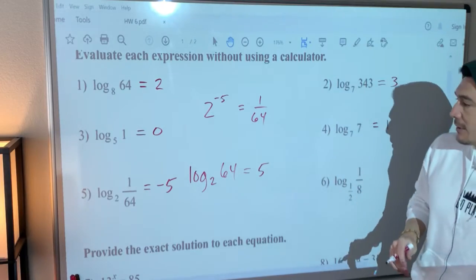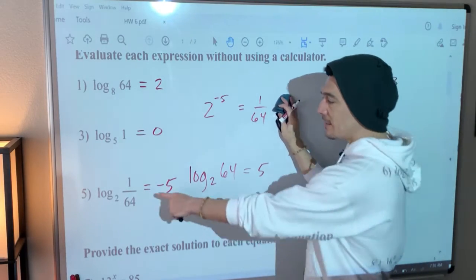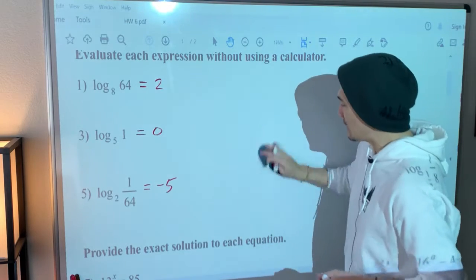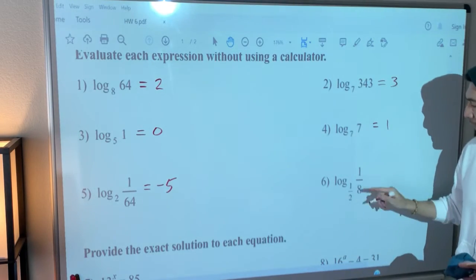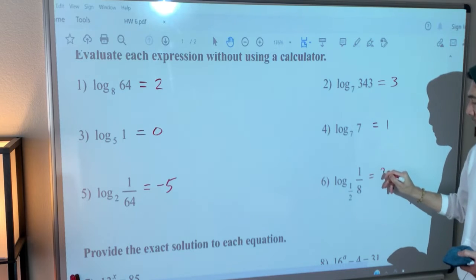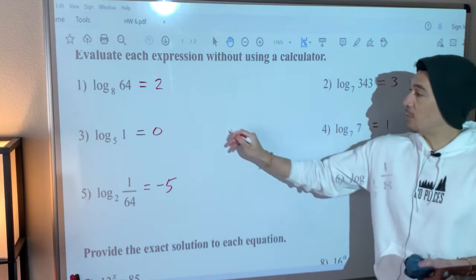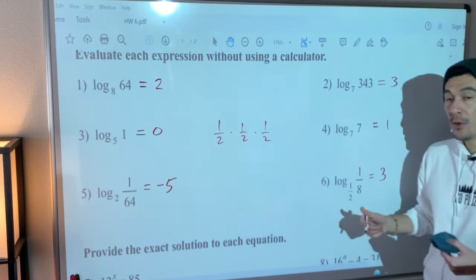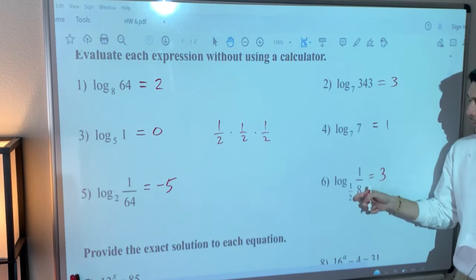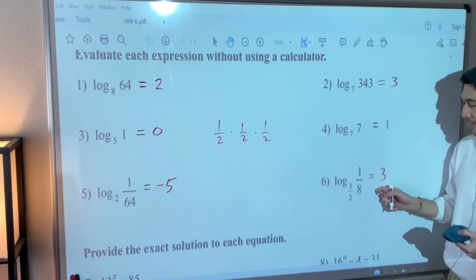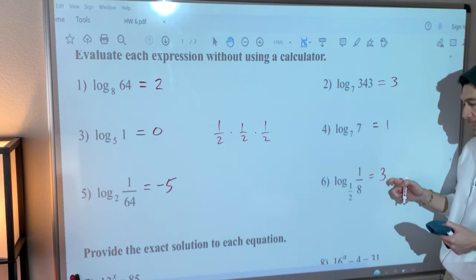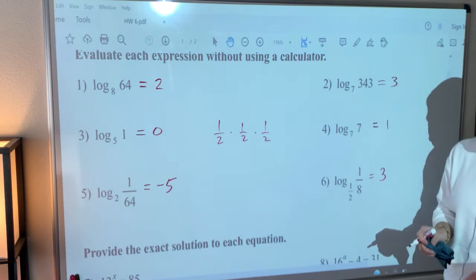Okay, little trick there. And this could have been done in a different way, and we'll look at that soon enough. Now this one down here, 1/2 wants to become 1/8. It actually is just 3, because 1/2 to the power of 3 is a half times a half times a half, which is the desired 1/8. So that was just the power of 3, and it's not negative 3, because 1/2 to the third power is 1/8.